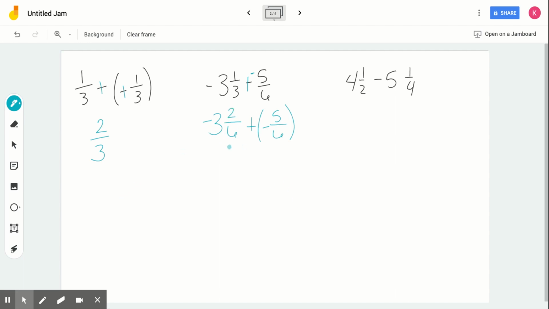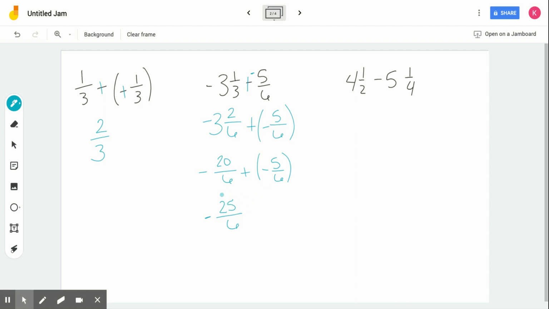Now, the next thing you want to do is snowball this mixed number, or change it into an improper fraction. So 3 times 6 is 18, plus 2 is 20. So we have -20/6 plus -5/6. These two have the same sign, so we add them. 20 and 5 is 25, and we keep the sign.